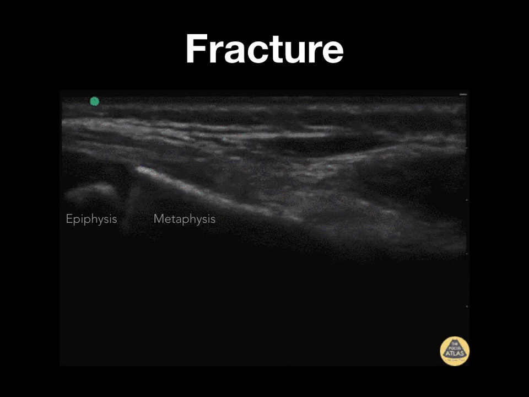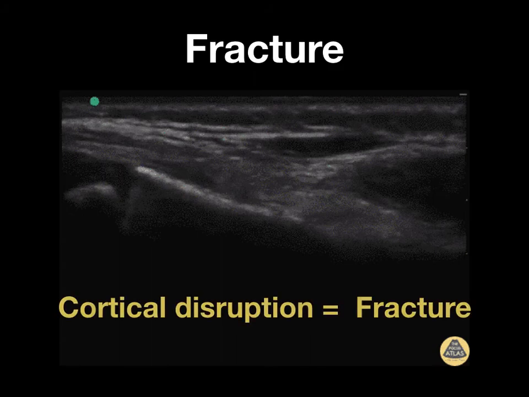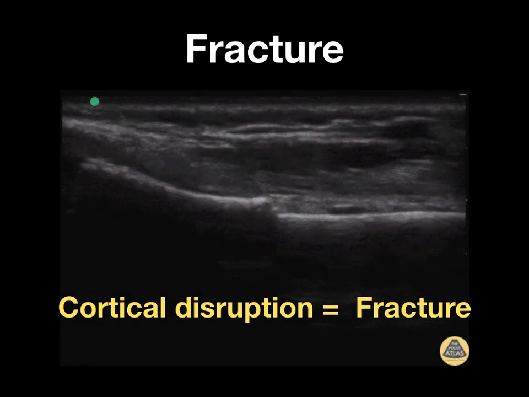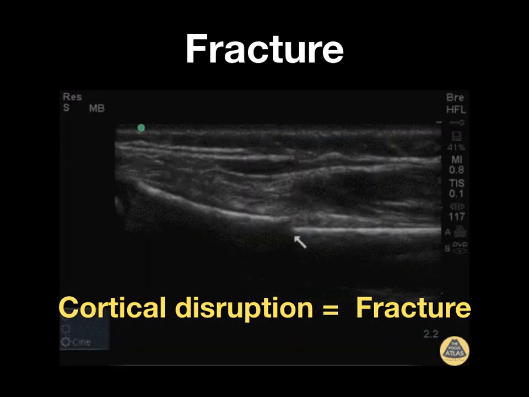So when evaluating for fracture, your eye should really be drawn to the cortex of the bone. In a normal, healthy bone, what you should see is a nice linear cortex without any disruptions. So here we ultrasound this patient's arm and we start on the metaphysis and we move down towards the diaphysis. And as we move down, notice that we appreciate a disruption in the cortex right in the middle of the screen. And this is consistent with the fracture.